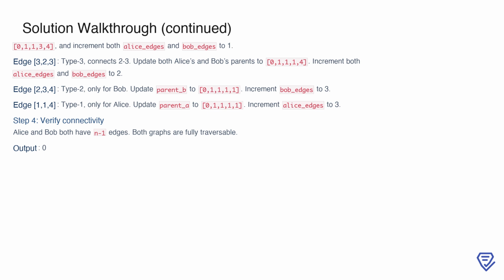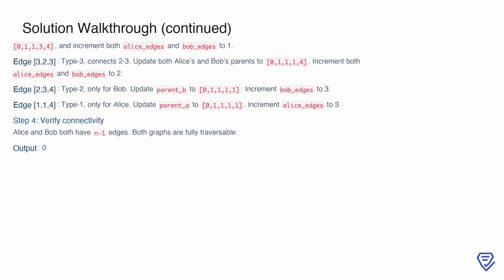Lastly, we process edge 1, 1, 4, a type 1 edge for Alice. A union operation updates her parent array to 0, 1, 1, 1, 1, and her edge count increases to 3. At this stage, we verify the connectivity of both graphs. Alice has 3 edges, which is n-1, making her graph fully traversable. Bob also has 3 edges, meeting the same condition.